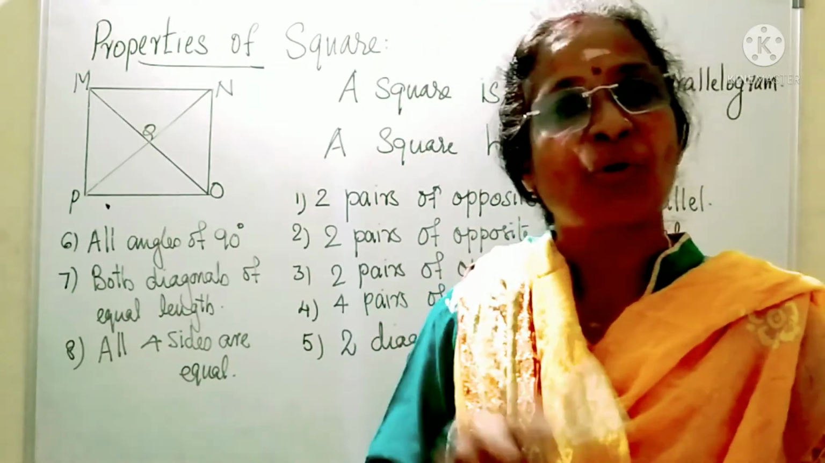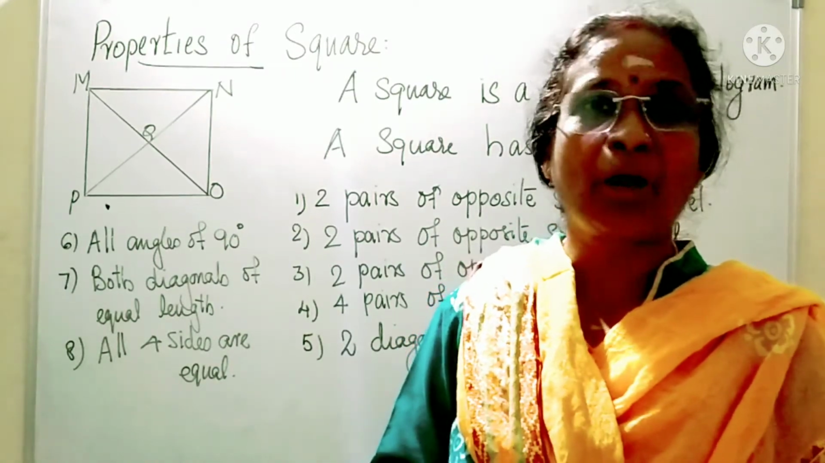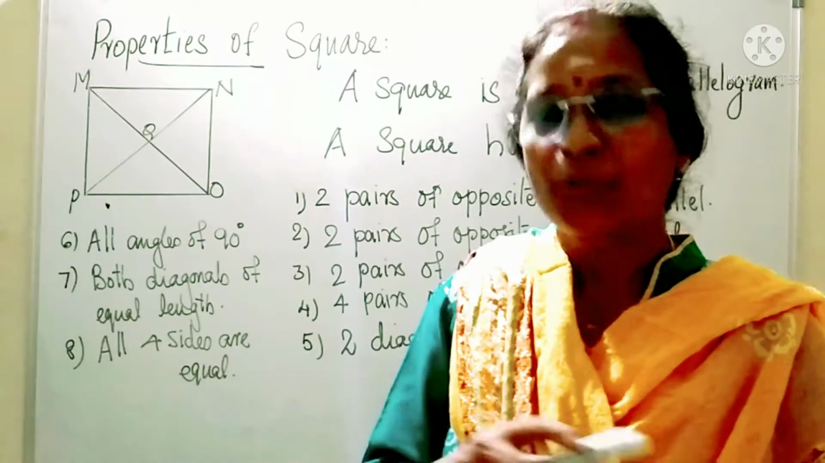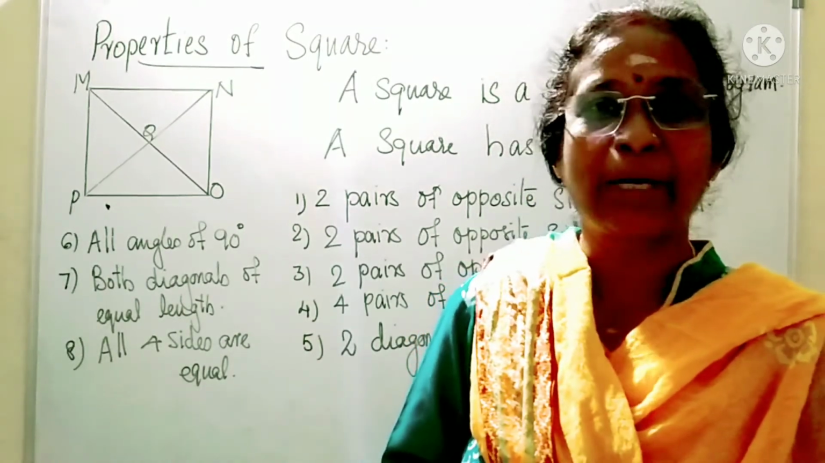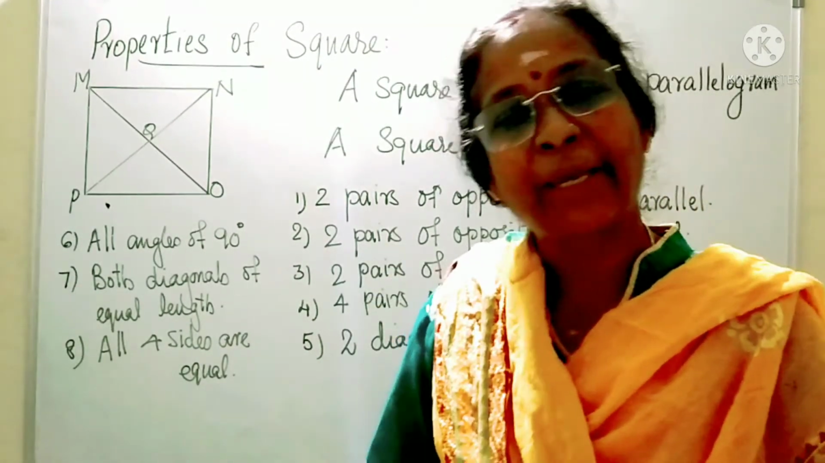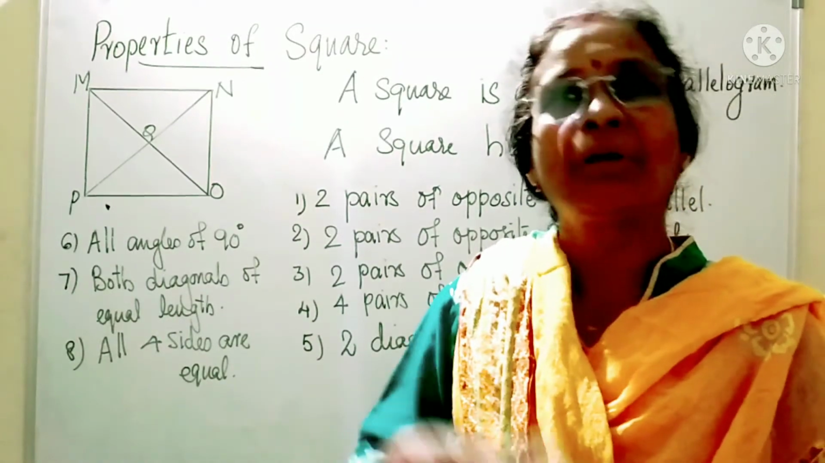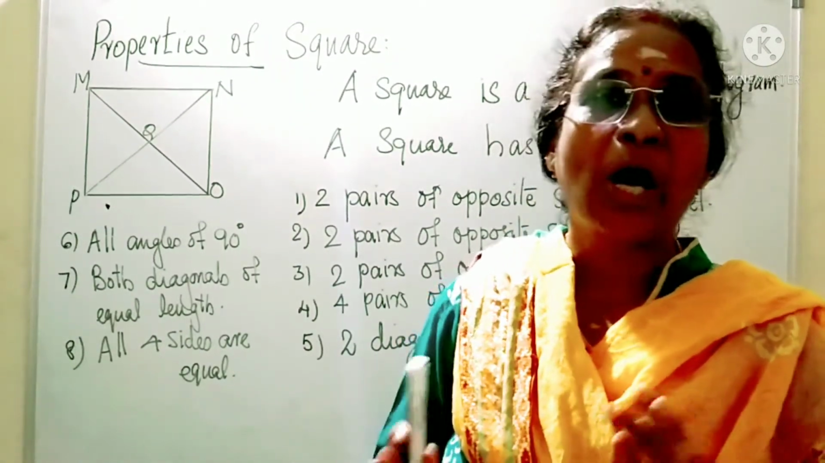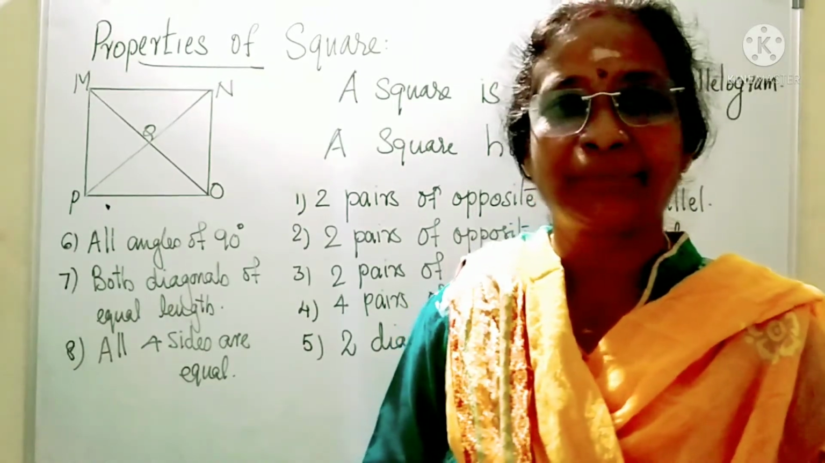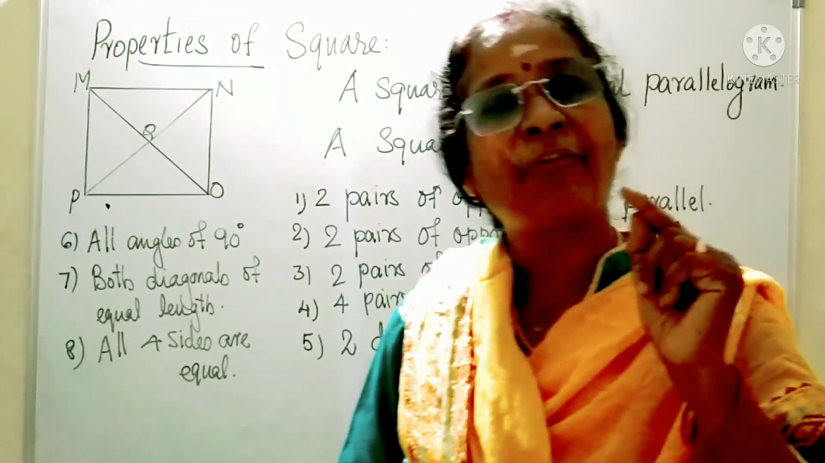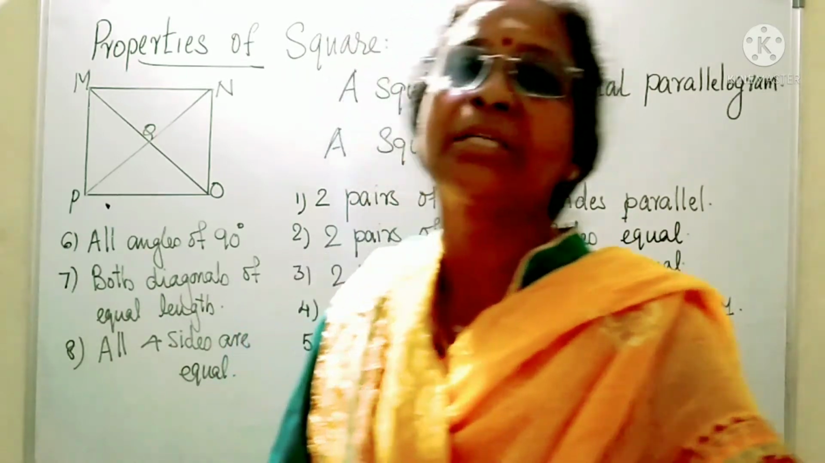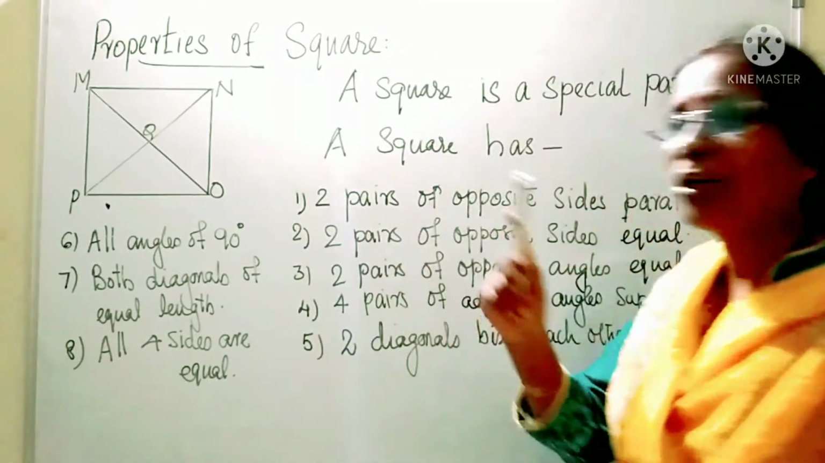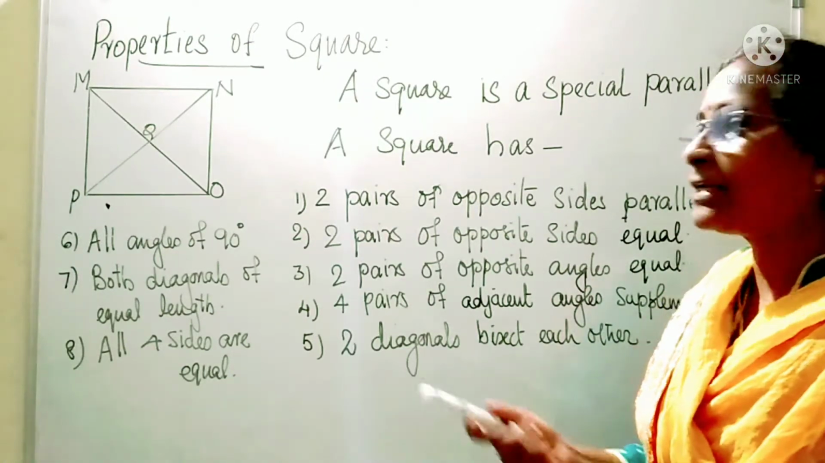No. A square can be called a rectangle because it has 2 pairs of opposite sides equal and parallel, 2 pairs of opposite angles equal, and all the angles are of 90 degrees. All the conditions of a rectangle are satisfied. Again, there is only one special condition for a square. We will check that.